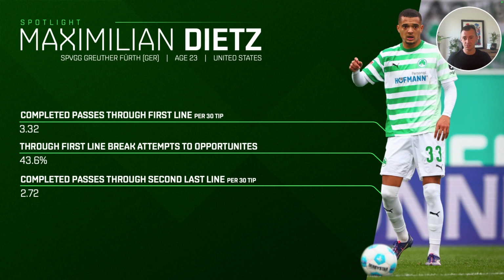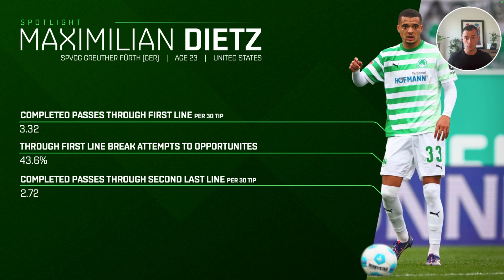If we put a spotlight on this player, we can see that his completed passes through the first line for every 30 minutes of team possession is 3.3, which ranks him very high. Not only that, but we know that he attempts to make 43.6% of those opportunities he has to break that first line. And again, when we look for further information, we can see that when he tries to break through the second line, he also can complete 2.72 passes for every 30 minutes of team in possession.